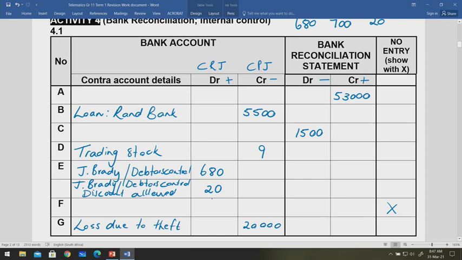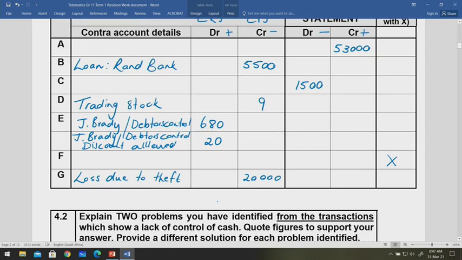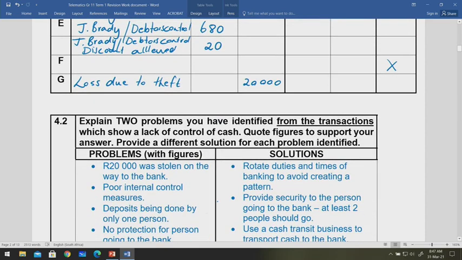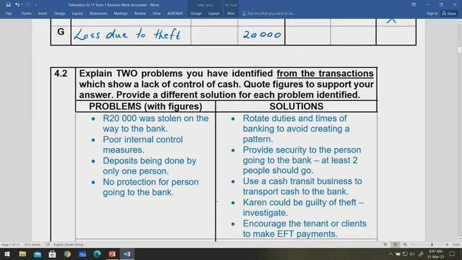If we come to the internal control, they ask us the two problems. Now, obviously, the 20,000 is a problem. That was stolen. So theft of 20,000, so you identify the problem, but you also give an amount, because they asked for figures. 20,000 Rand was stolen on the way to the bank. So there's poor internal control measures. Deposits being done by only one person, that's the problem. No protection for the person going to the bank. So any of those with the number of 20,000.